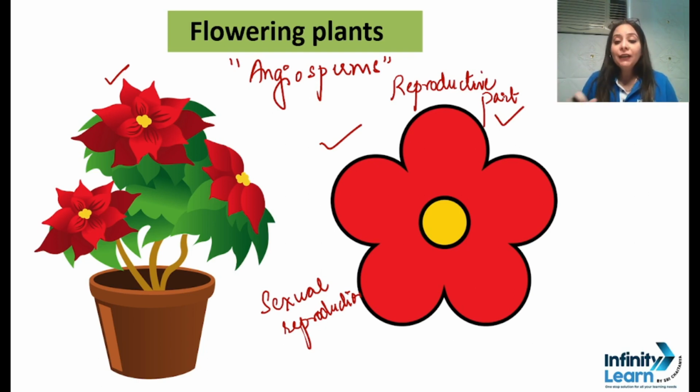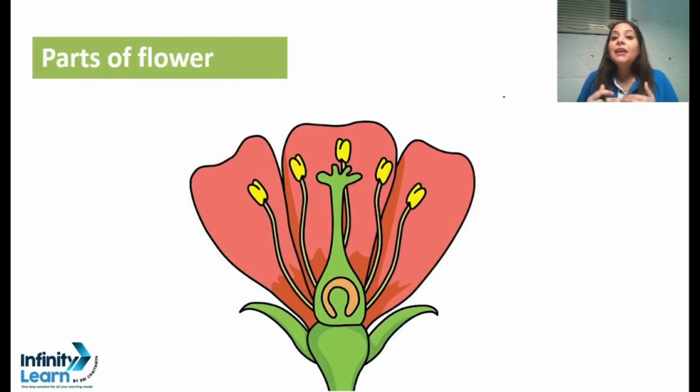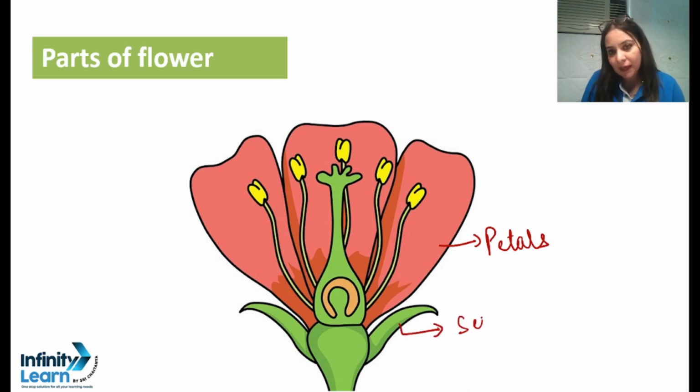So here what we are going to study is what the flower has, from which a new plant can be formed. Before that, we have to know about the parts of a flower. So this is a flower. See, in a flower, the brightly colored parts are called petals. These green short leaves that you can see are sepals. Now this stalk of the flower is called the pedicel.